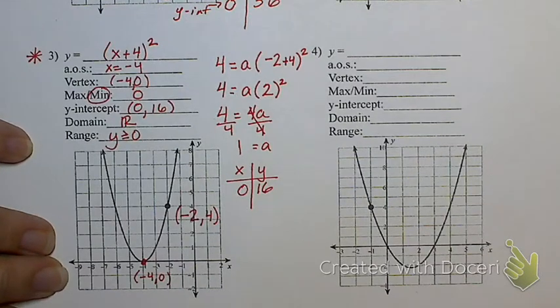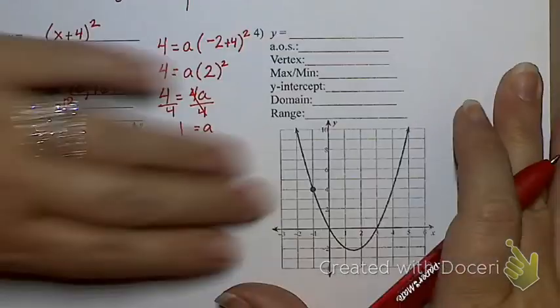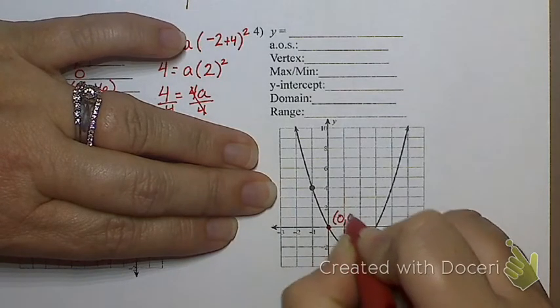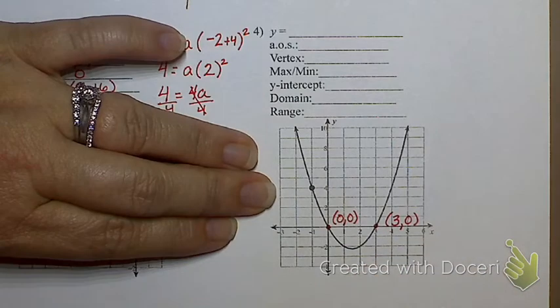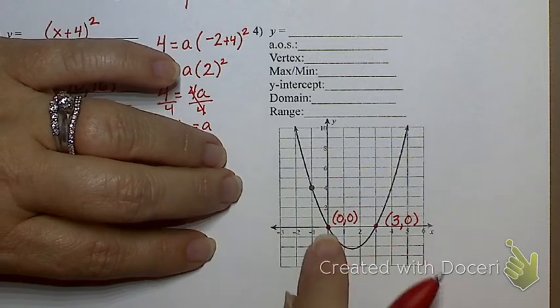Number 4. Is number 4 going to be easy like number 2 and 3, or is it going to be a little more involved like number 1? More involved. Why? Because why? Is my vertex a nice point? No, it's not. That's why it's going to be a little more involved. So I do have my intercepts that I can recognize. This is 0, 0, and this one is 3, 0.